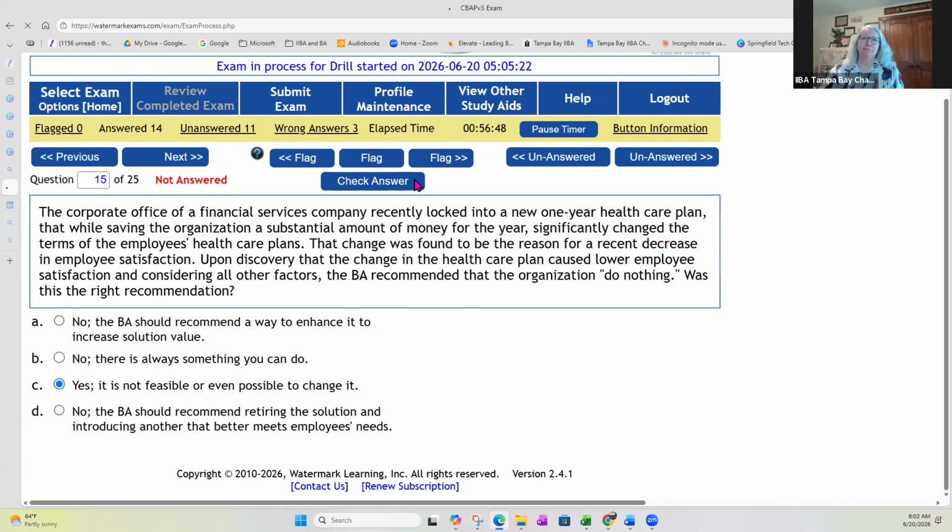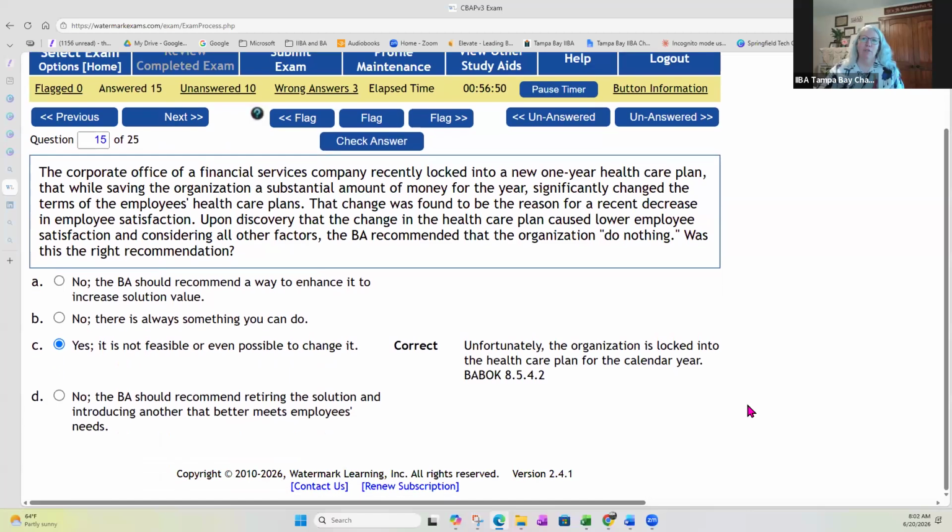Let's test C. Unfortunately, the organization is locked into a healthcare plan for the calendar year. We can't get out of it. And that's what the question is telling you.